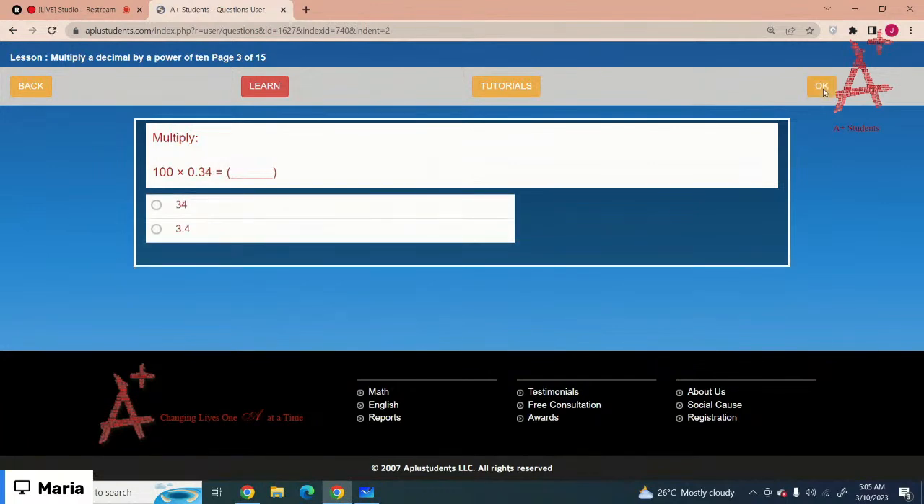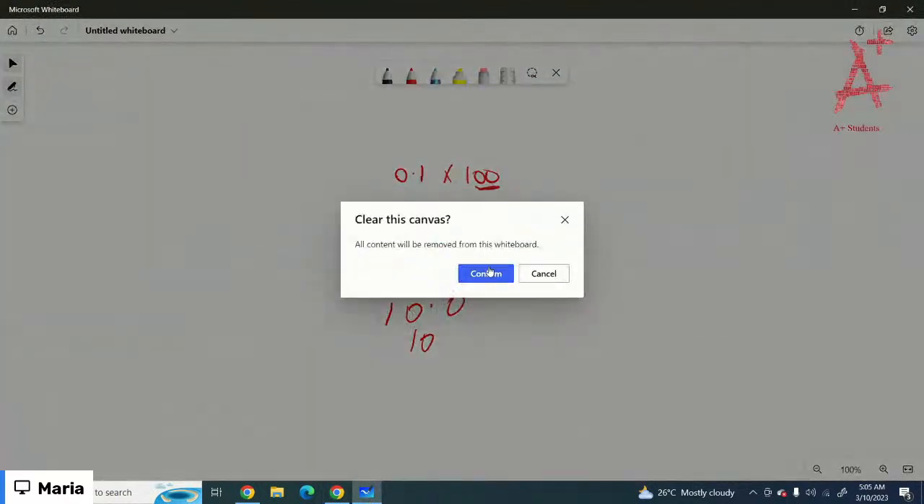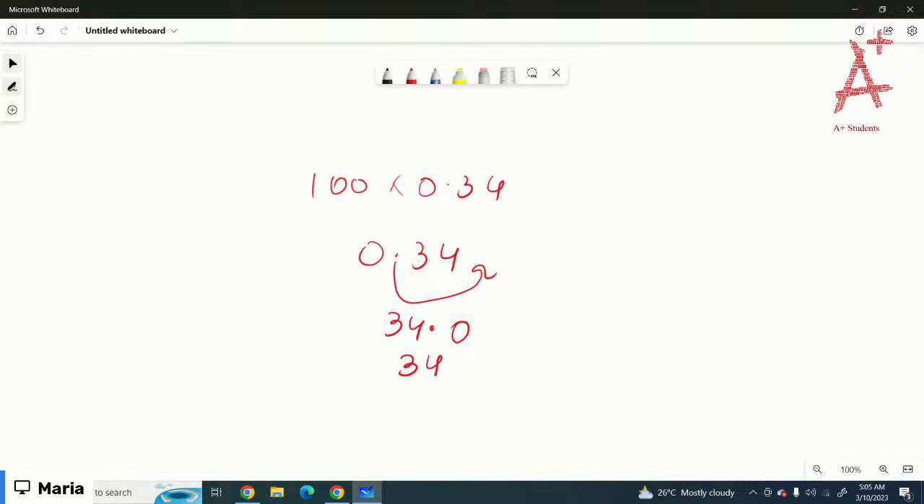The next one is 100 times 0.34. You have two zeros in the 100. That means you need to move the decimal point two places right. When it is moved two places right from here to here, it would be 34.0 or 34. So it is 34.